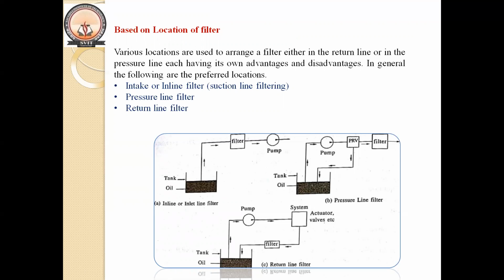The third one is the return line filter. Here, the filter is placed in the return line. The filter filters the oil returning from the pressure relief valve or from the system. The advantage of this return line filter is it catches the dirt in the system before it enters the reservoir, and the filter housing does not operate under full system pressure and is therefore less expensive than a pressure filter. But the disadvantage is there is no direct protection for circuit components.